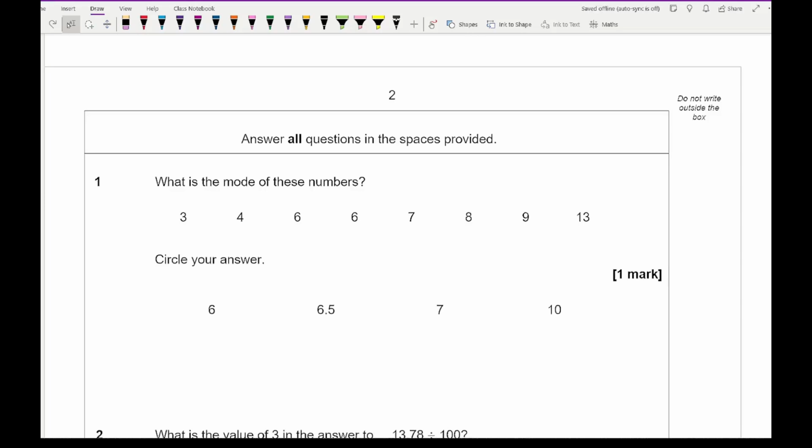So question 1 says, what is the mode of these numbers? Now the mode is basically the number that appears the most. So which of these numbers appear the most? It's going to be 6, so we just need to circle our first option.